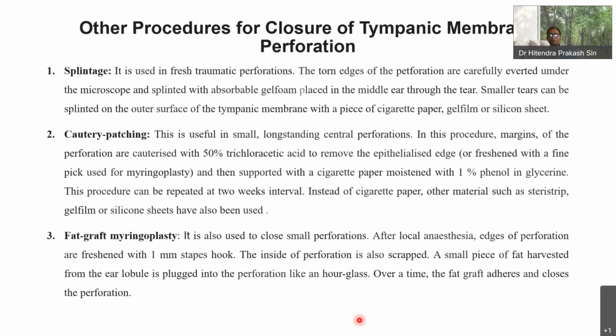You go through the tear, put the absorbable gel foam, and smaller tears can be splinted on the outer surface with a piece of cigarette paper, gel film, or silicone sheet.